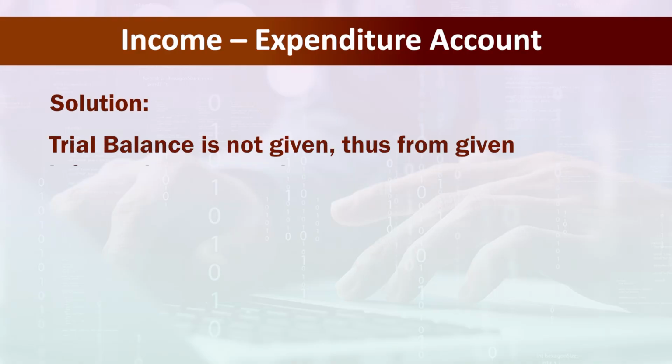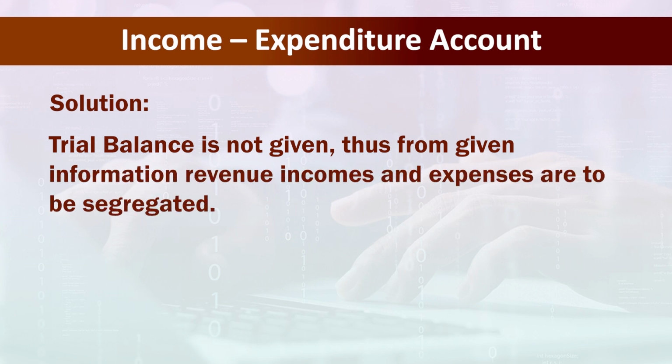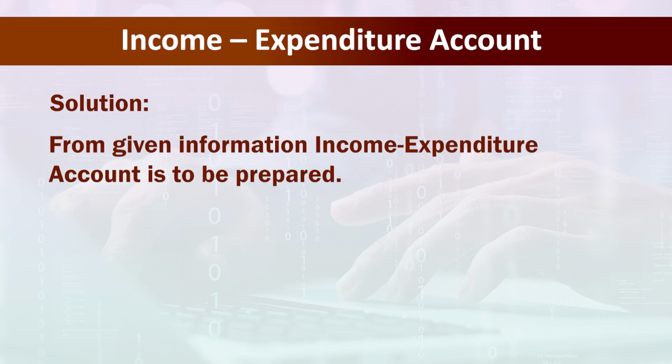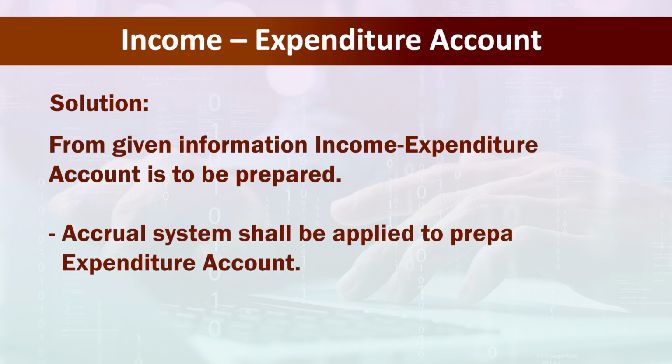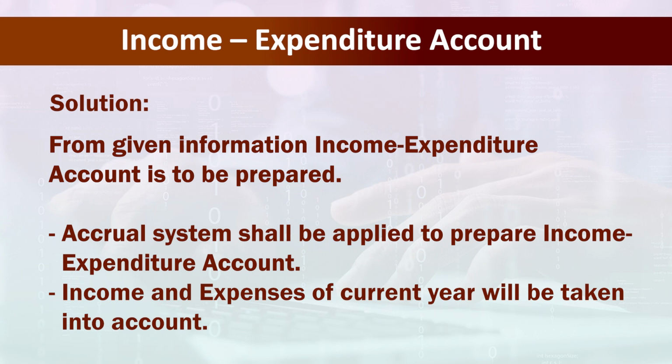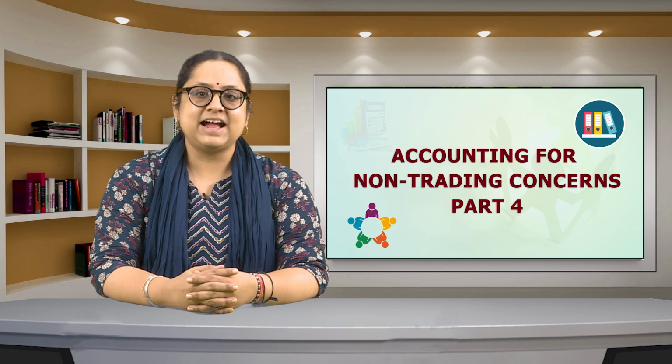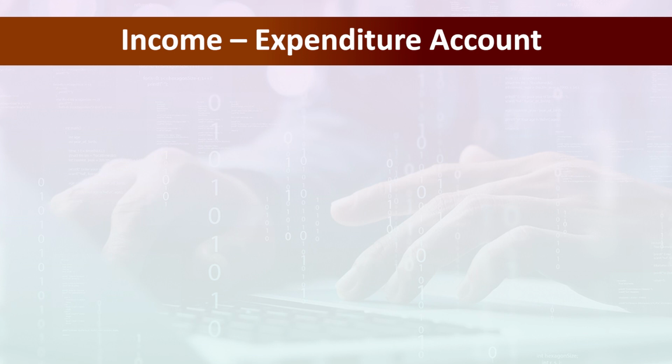Trial balance is not given, thus from the given information revenue, incomes and expenses are to be segregated. From the given information, income and expenditure account is to be prepared. Accrual system shall be applied to prepare income and expenditure account. Incomes and expenses of the current year will be taken into account. First of all, let us identify the nature of given transactions. Only revenue income and revenue expenses would appear in income and expenditure account.